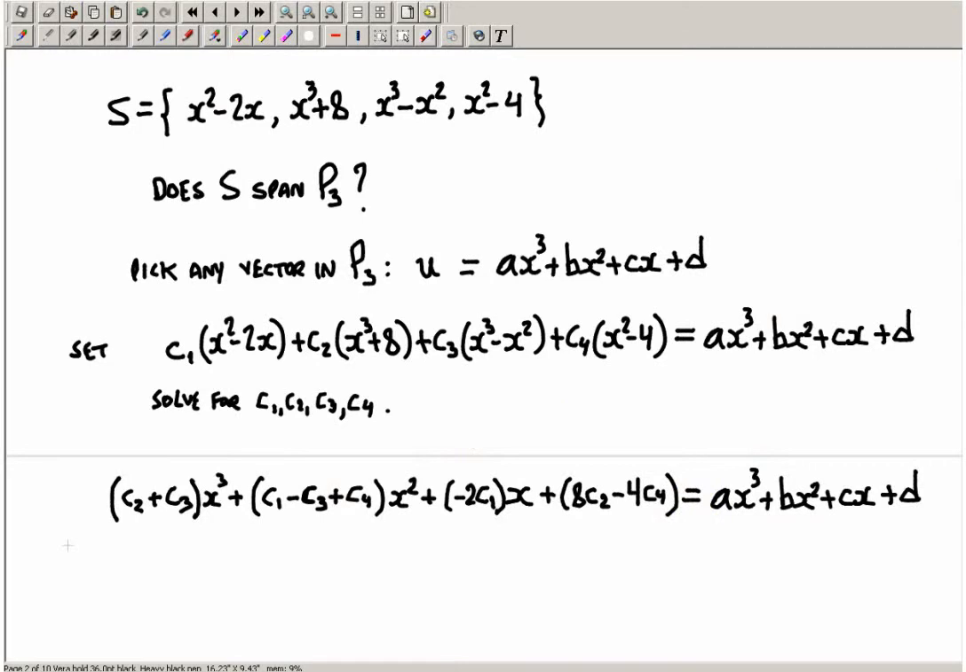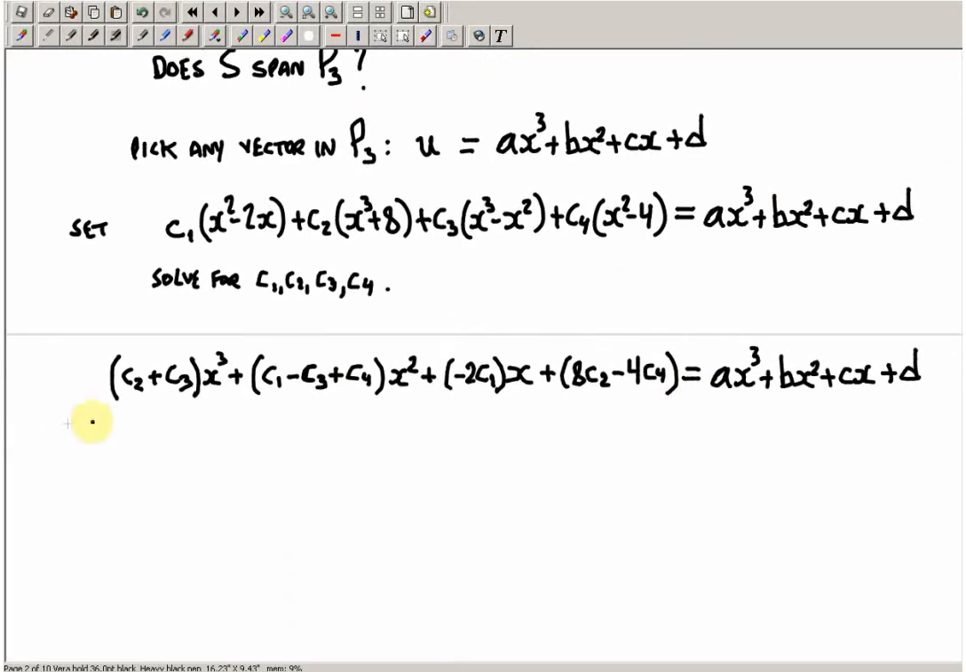Now I can set up my system. C2 plus C3 needs to be equal to A, right? So C2 plus C3 equals A. Here, this coefficient needs to be equal to B, so that's C1 minus C3 plus C4 equals B. Then this coefficient here, negative 2C1 equals C.